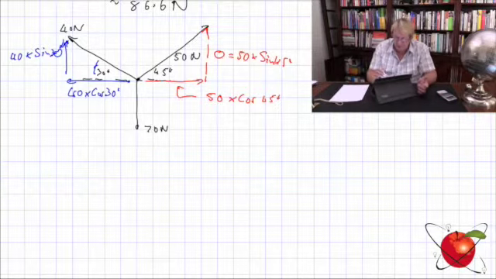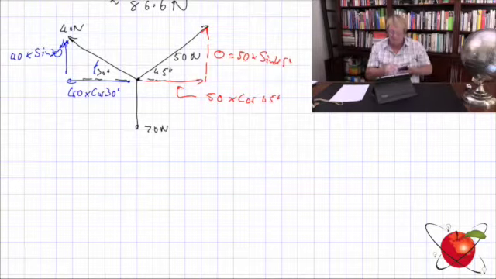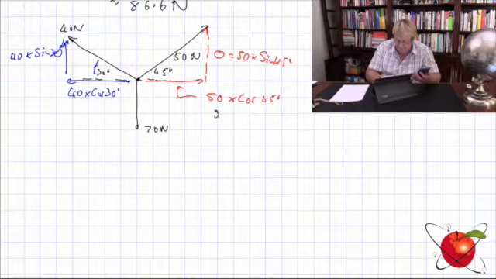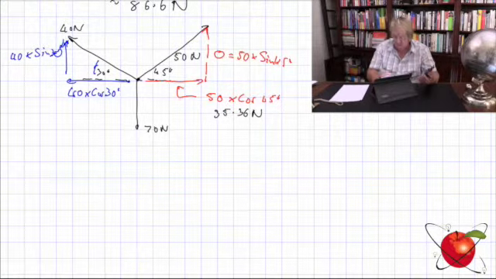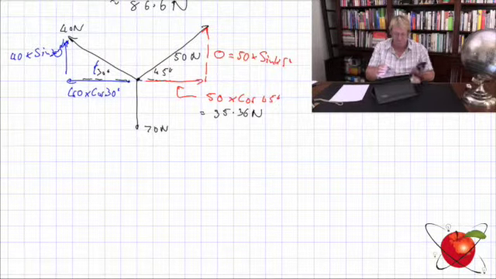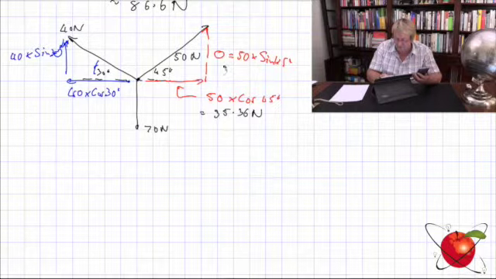Then we'll use our calculator and work them out and see what we get. Let's take 50 times cos of 45. 50 times cos 45 is going to be equal to 35.36 newtons. 50 times sine 45 is going to be equal to 35.36. It must be, because it's a 45. That must be equal to that.